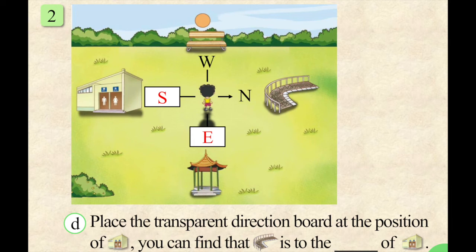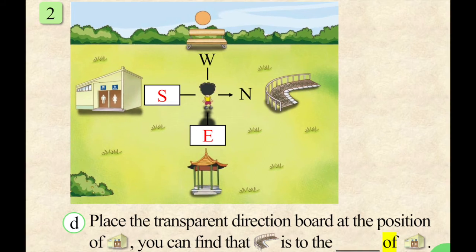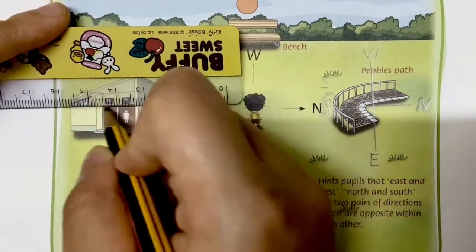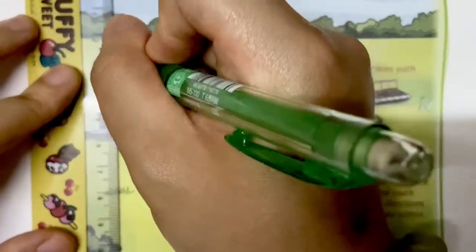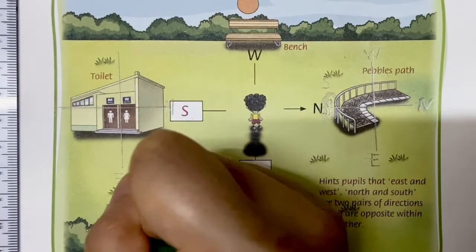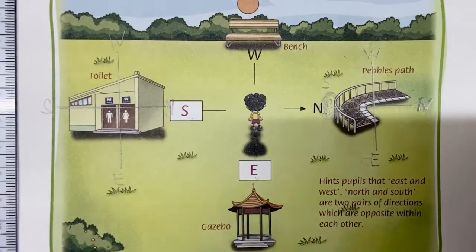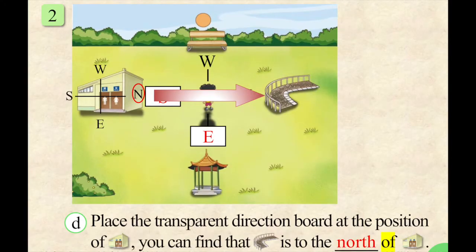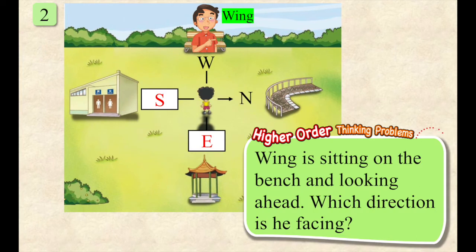We can also draw our direction out. So now we look at the keyword again. You can find that the pebbles path is to the of toilet. So "of" is the keyword. Yes, toilet is the object after "of", so we put our direction sign there. After drawing out the direction sign, we can clearly see that the pebbles path is to the north of the toilet.